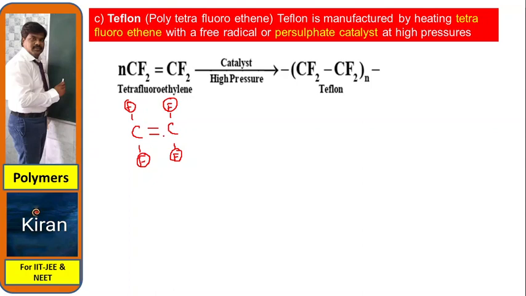Tetrafluoroethene or ethylene. Like these molecules, how many are involved? N number, because we are going to form a polymer. So this process name is polymerization. Here we are using one catalyst, either high density or low density or Ziegler-Natta, like that catalyst and pressure. Then we are getting Teflon. Teflon is a polymer, CF2 with a single bond, written in the bracket. This is N.